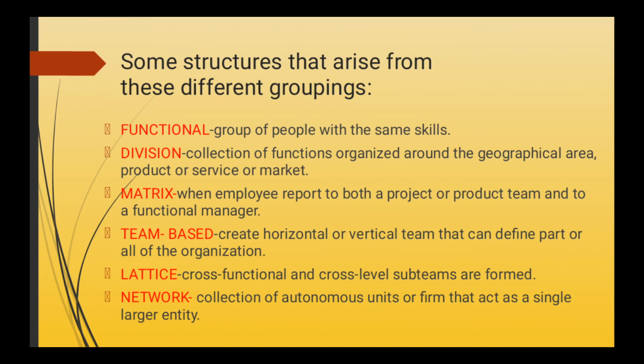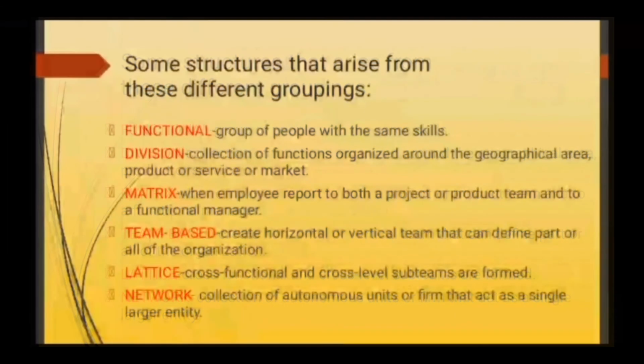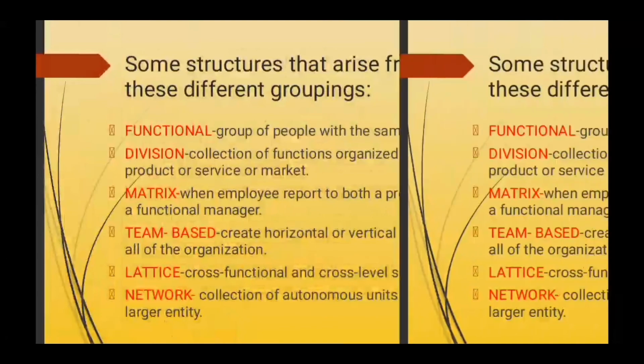Lattice. In lattice structure, cross-functional and cross-level subteams are formed. This structure is common in consulting organizations. Last one is network structure. It is the collection of autonomous units or firms that act as a single larger entity. Network structure organizations contract out any positions that can be done better or more cheaply by outside firms like marketing or payroll. Managers spend a lot of time coordinating and controlling the network of contractors and strategic alliances.